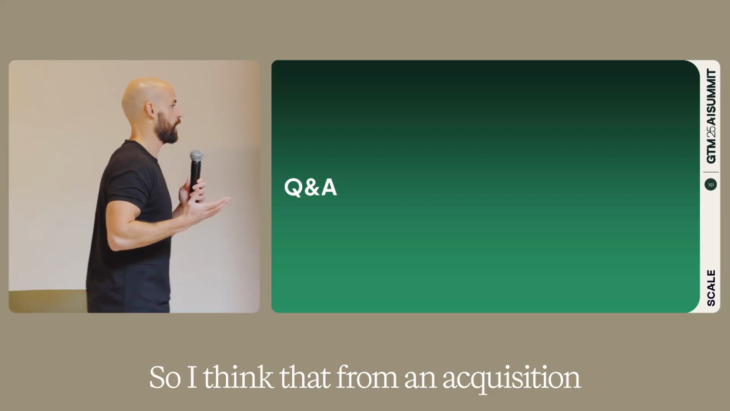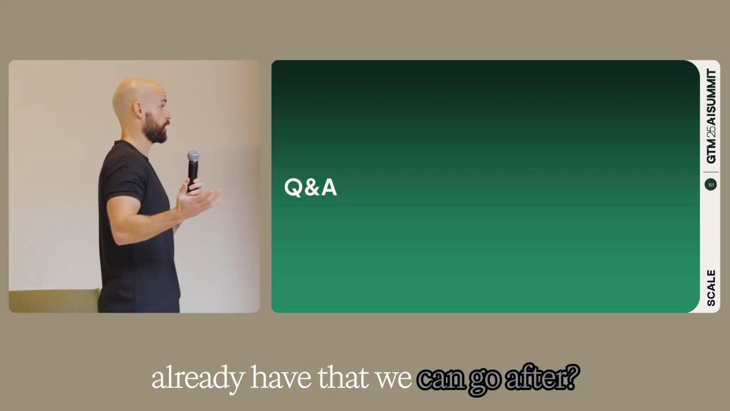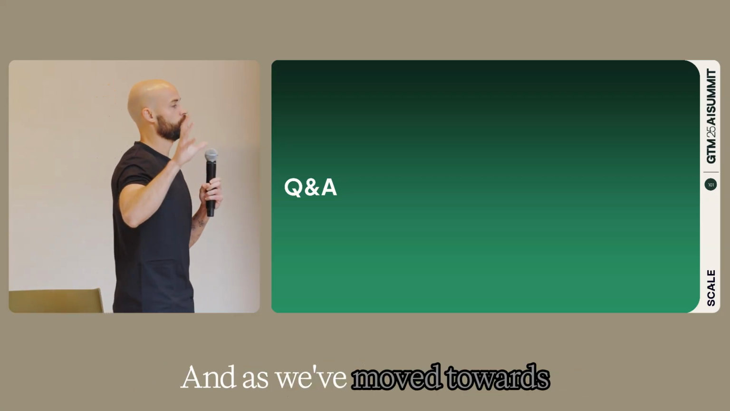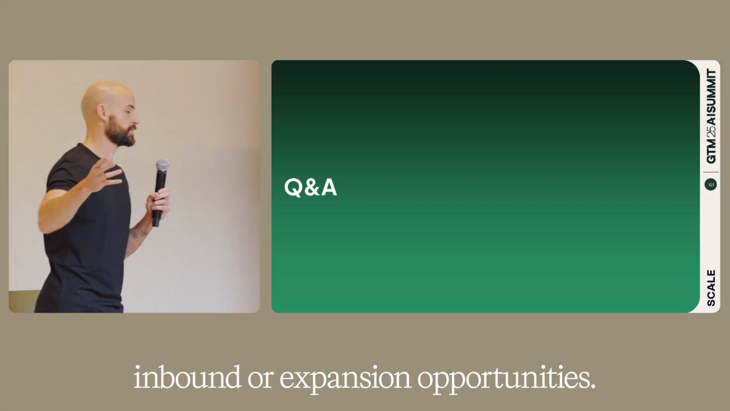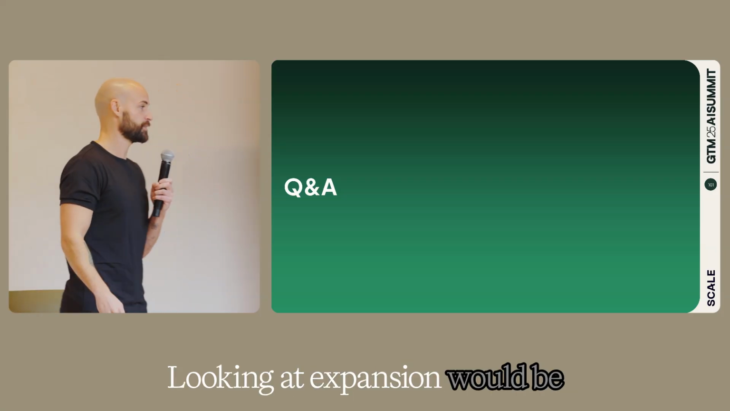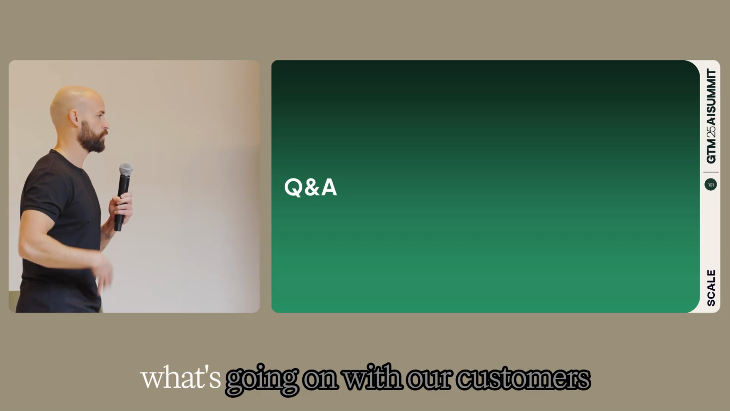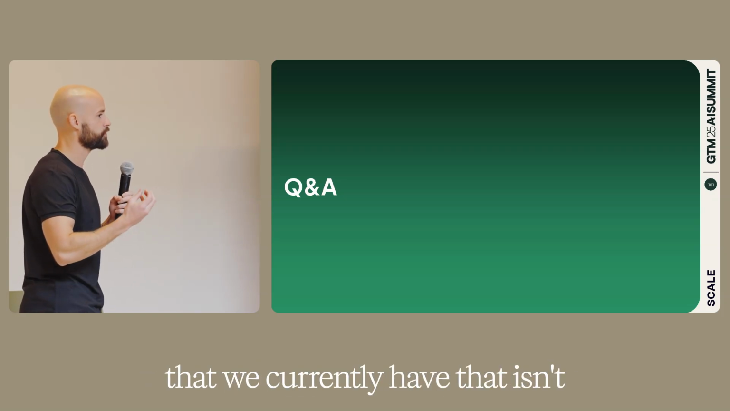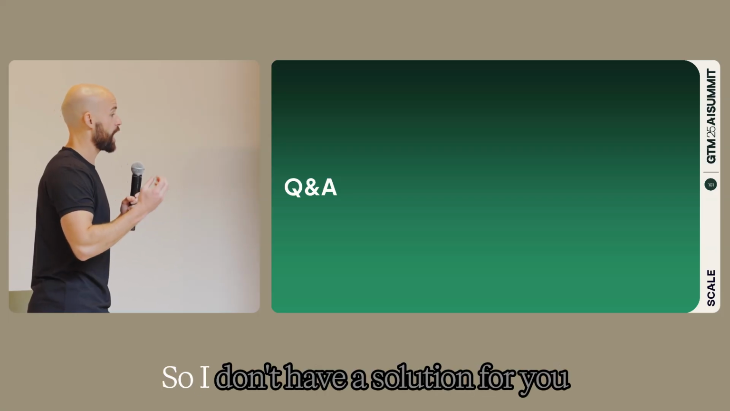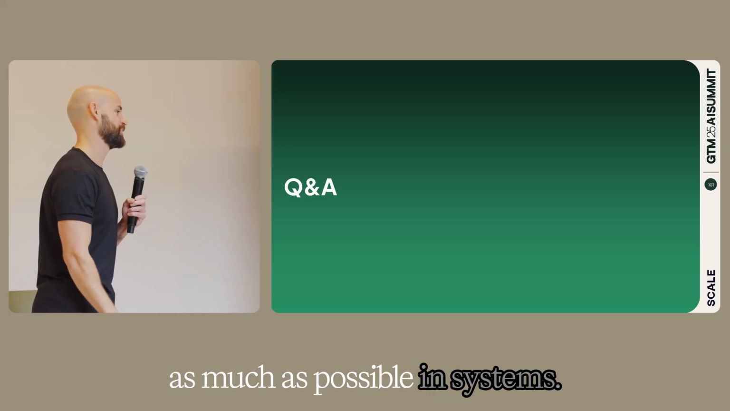From an acquisition perspective, that's where we started. We started from acquisition. Who are these customers that we don't already have that we can go after? Because that context is important, but it's not super vital. As we've moved towards inbound or expansion opportunities, it has gotten harder, because you would think, oh, we've got all this internal data, looking at expansion would be easier. But what we have found is that there's a lot of context about what's going on with our customers that we currently have that isn't always located where it should be. So I don't have a solution for you today other than making sure that your reps are logging that as much as possible in systems.